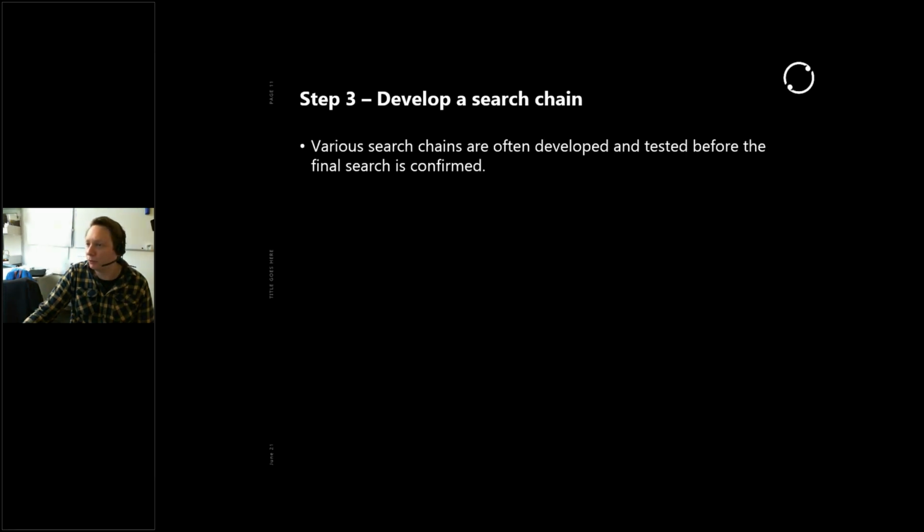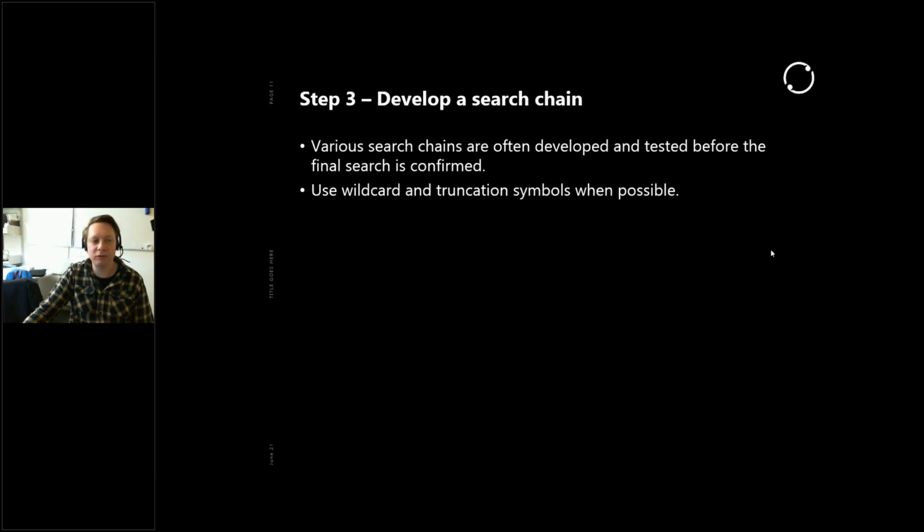So the next step you have to do is to develop a search chain. Now, some of you might be a lot better versed than me at how to do this, but what you want to do is to try and test these and develop them before your final search is complete. So often you'll go through many different iterations of a search chain or multiple search chains before you end up finding the one that works best for you. I suggest using wildcard and truncation symbols when possible.